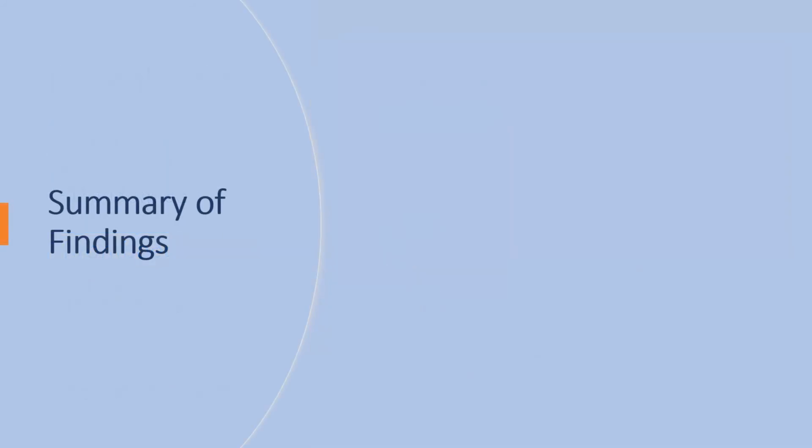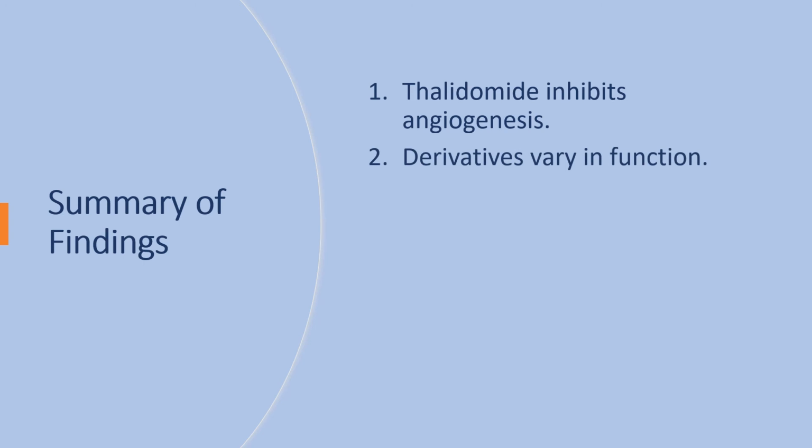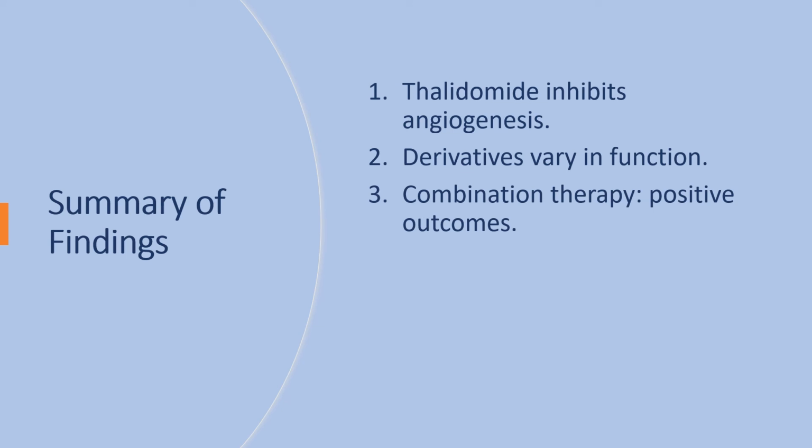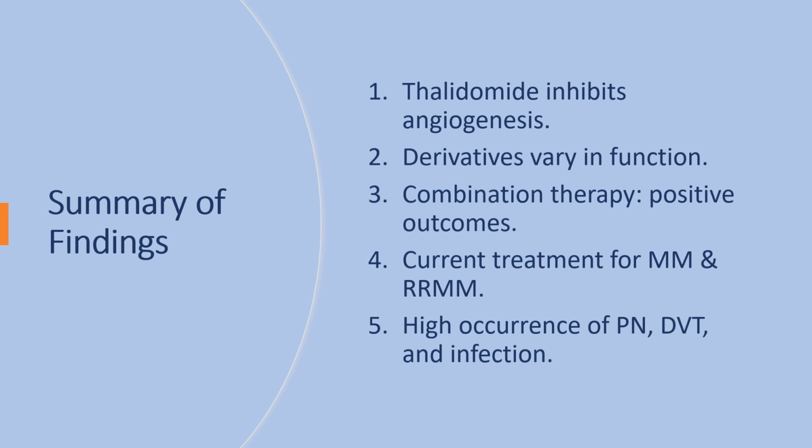To summarize, we know that thalidomide inhibits angiogenesis. Thalidomide derivatives have different biological mechanisms as a result of variable functional groups. Thalidomide in combination therapy is associated with positive outcomes for cancer patients, and thalidomide, lenalidomide, and pomalidomide are current treatment options for multiple myeloma, but are associated with clinical risks of peripheral neuropathy, thromboembolism, and infection.